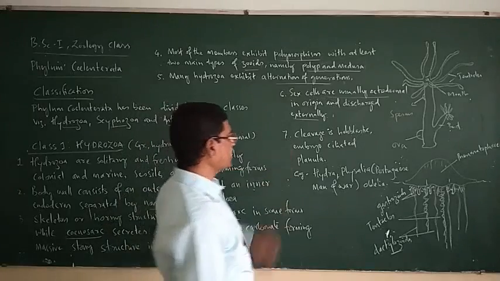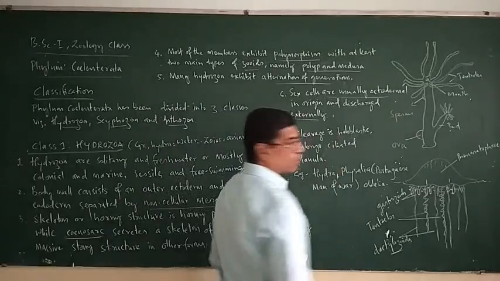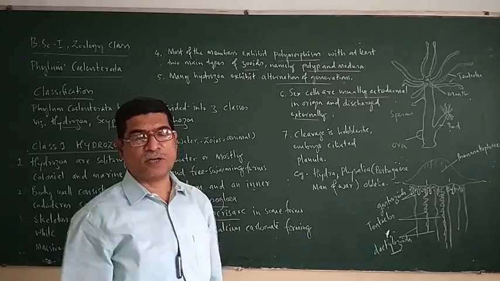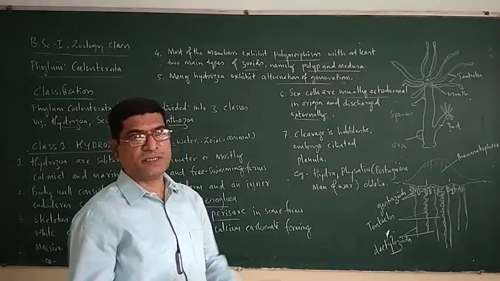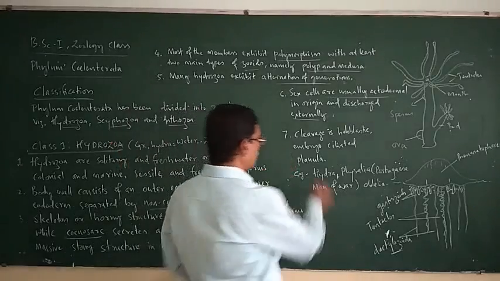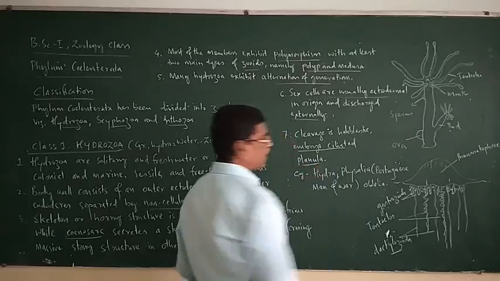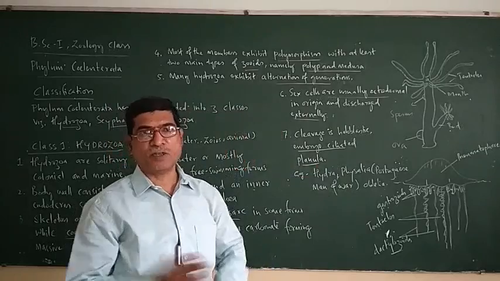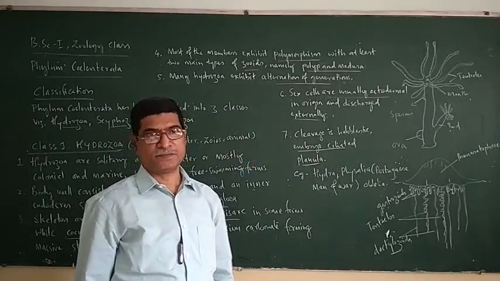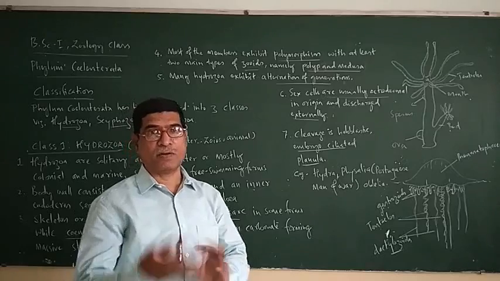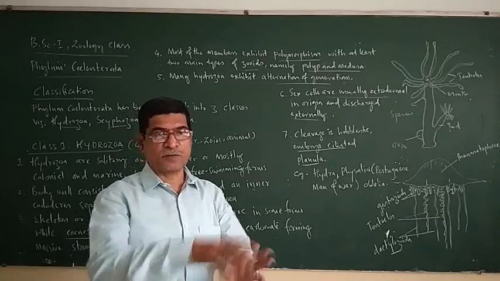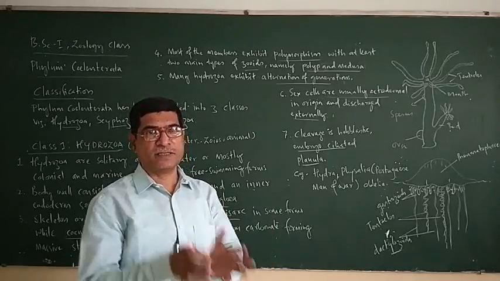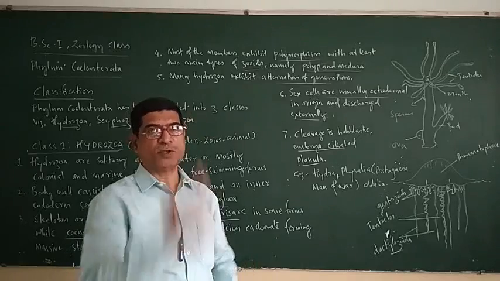Cleavage is holoblastic, which means the entire zygote undergoes cleavage. Cleavage means division. The embryo develops into a planula larva. Therefore, here the development is not direct, it is indirect. Planula larva is a ciliated larva. It floats freely in water and settles down. Wherever it gets substratum, it develops into polyp.